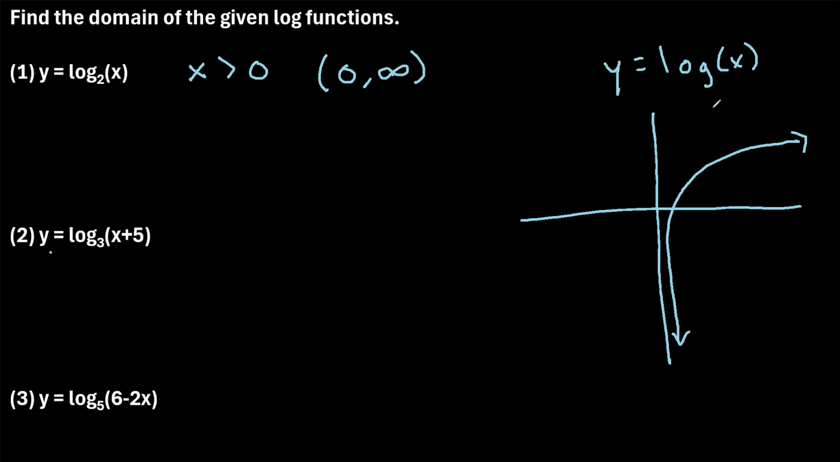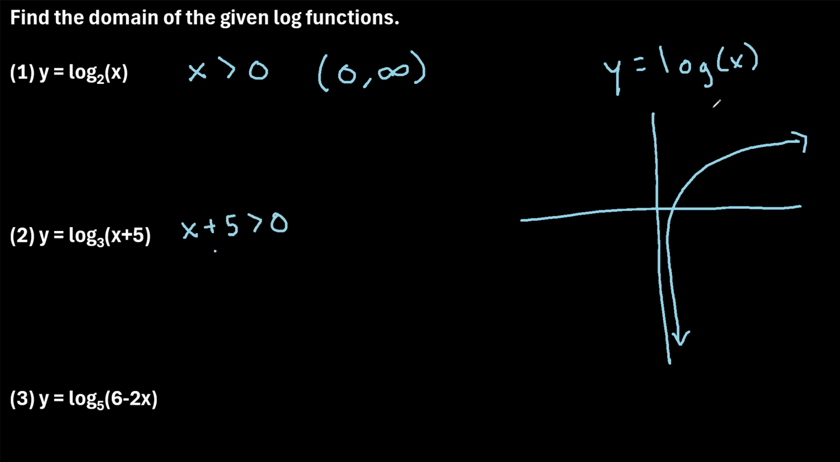All right, let's check out this second example. We have y equals log base 3 of x plus 5. So once again, for our domain, we just need to make sure that whatever is in these parentheses inside of the log function needs to be greater than 0. So what we can say is x plus 5 must be greater than 0.